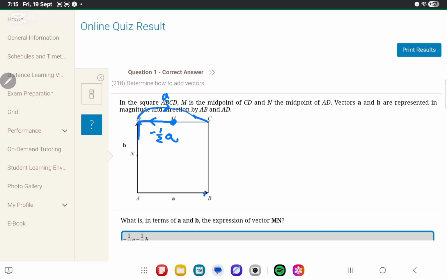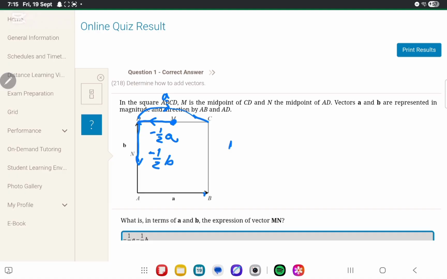Now, second part here, D to N. It's given to us that A to D is vector b. However, we're going in the direction of D to A. So it's going to be negative b, right? We're going like this. And this is going to be negative b. Okay, but again, N is another midpoint. So we're only going to go halfway from D to N. So we're going half of negative b, which is negative half of b.